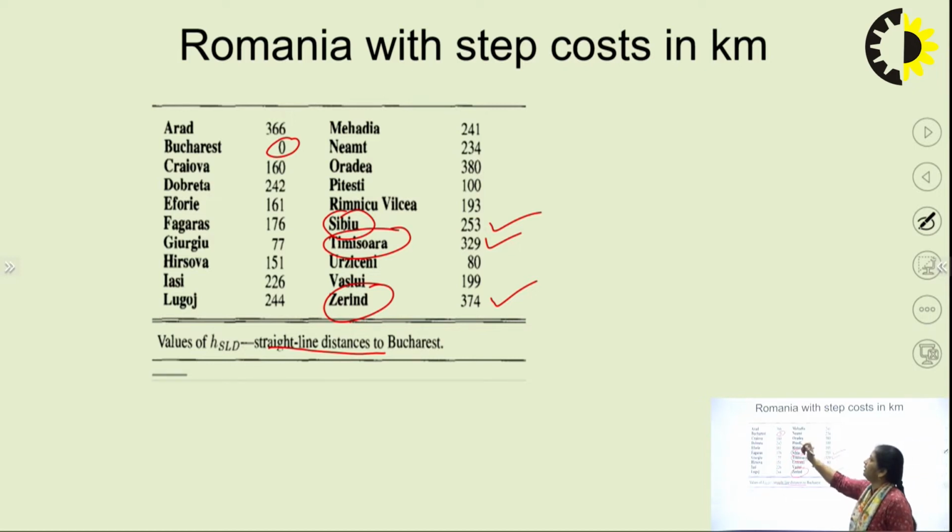From Arad, when we start, we'll take one among these cities, and then further we will see what are the neighboring cities of Zerind, what are the neighboring cities of Timisoara, and what are the neighboring cities of Sibiu. We need to finally reach the destination with a good path according to this. So now we are taking the greedy approach.